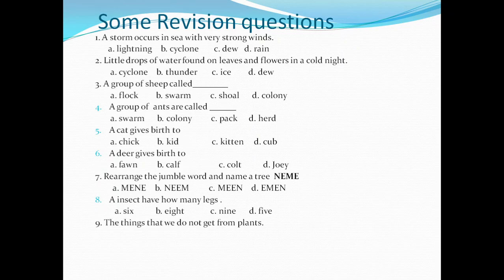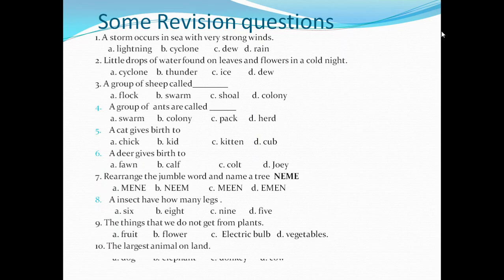Then the things that we do not get from plants, which you don't get from plants: fruit, flower, electric bulb, or vegetable. Which is the thing that we cannot get from a plant? The last one, the largest animal on land: dog, elephant, donkey, or cow. So these are the 10 questions.